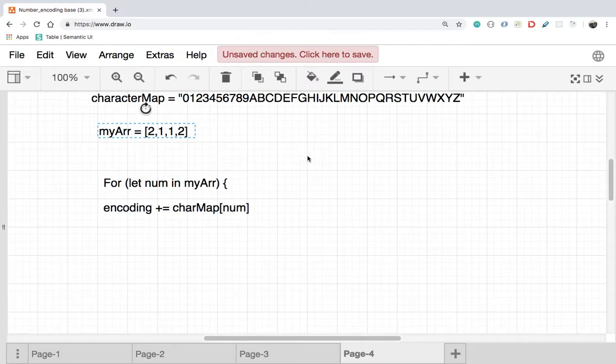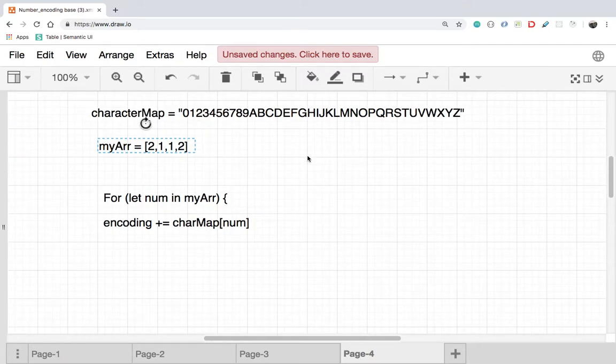We'll do the coding and have a walkthrough step by step in the coding video. Now, if the length of myArray is greater than the character map, we shall throw an error.